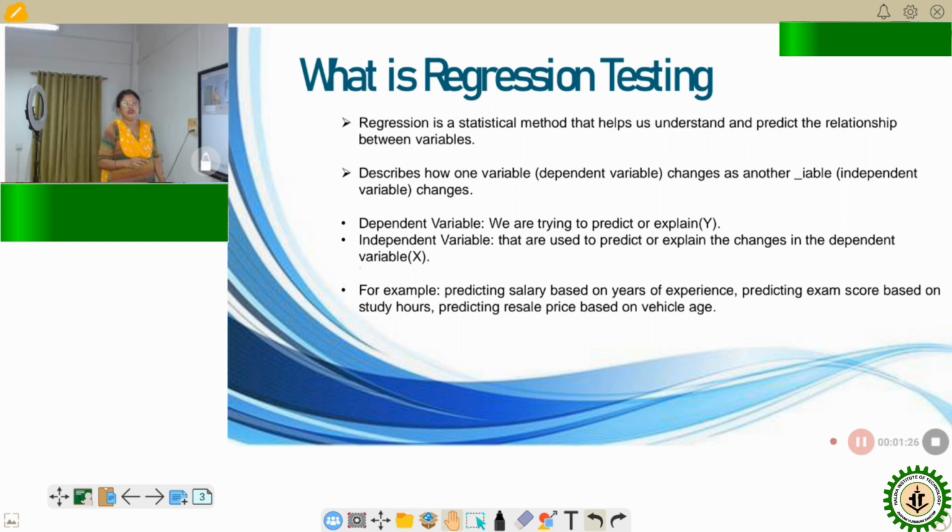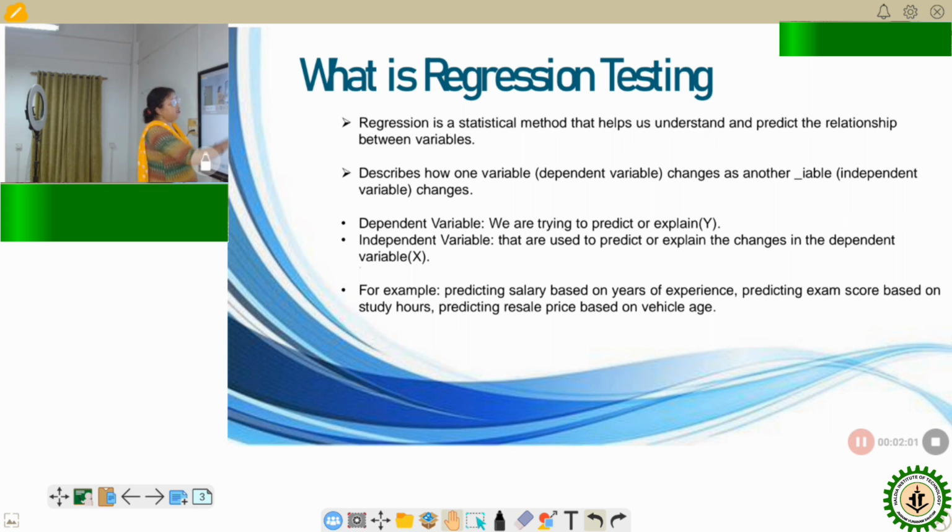This is a 1900s century topic, regression testing, and it is mainly mathematical. Nowadays we always hear about AI and machine learning, but behind the scenes, without knowledge of mathematics, we cannot understand AI and machine learning.